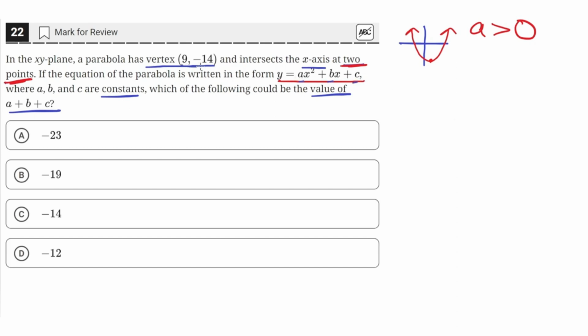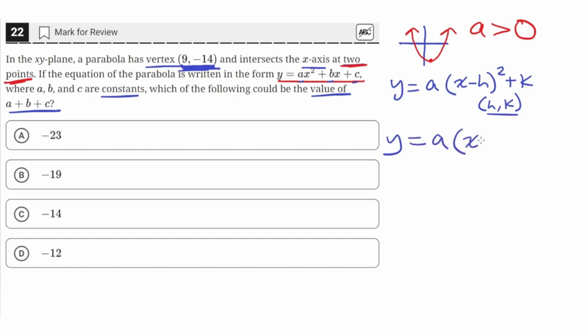So we're given the vertex of this parabola, so we can use the vertex form of a quadratic to solve for a, b, and c. So vertex form says that y equals a times (x minus h) squared plus k, where h and k are the coordinates of the vertex. But we're given the vertex here, so we can just plug it in. So we'll have a times (x minus 9) whole squared, plus k, which is negative 14. So this will just be minus 14.